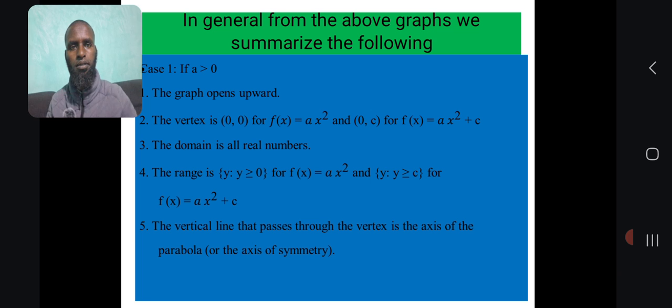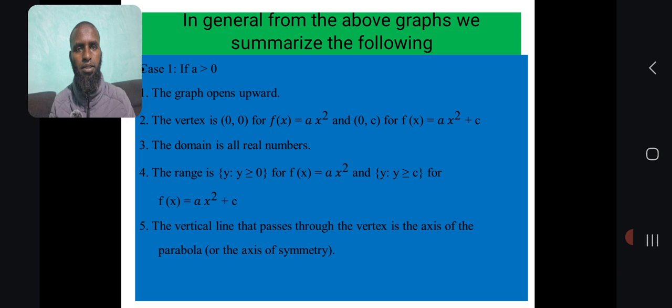In our yesterday's lesson, the sixth lesson of quadratic graphs, we tried to see how to draw the graph of quadratic functions. Today's will be the extension of that. Well, in general, from the above graphs, we summarize the following.